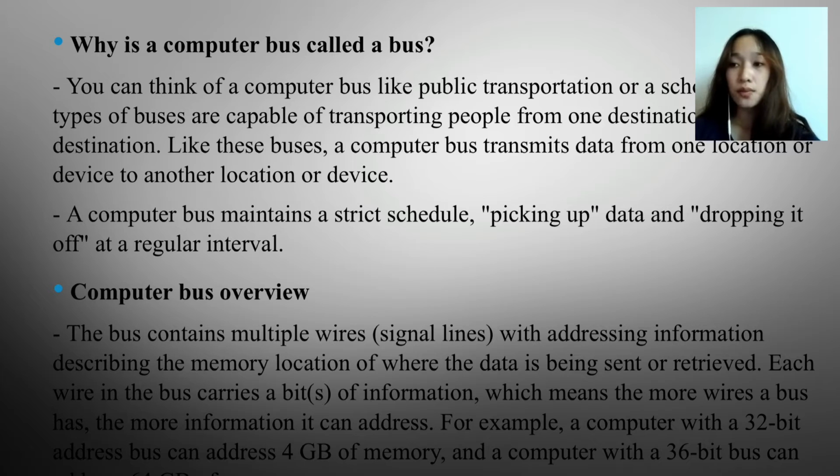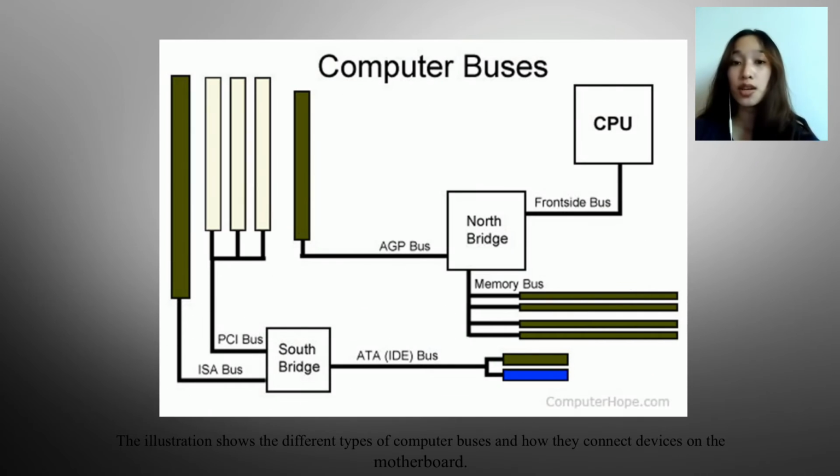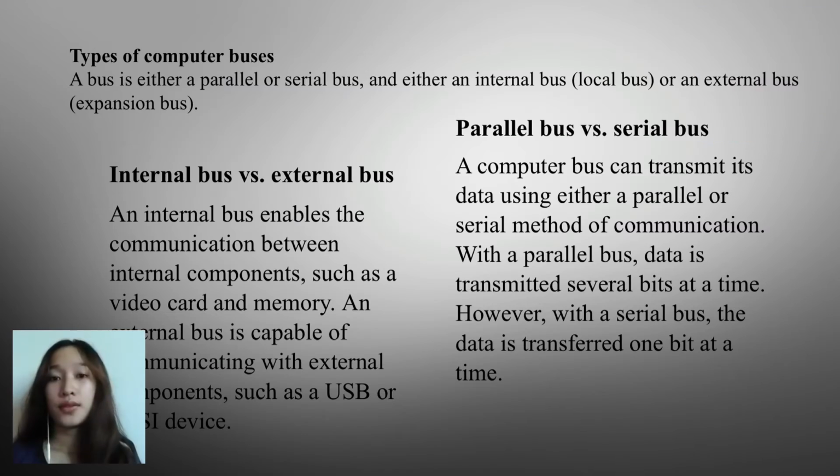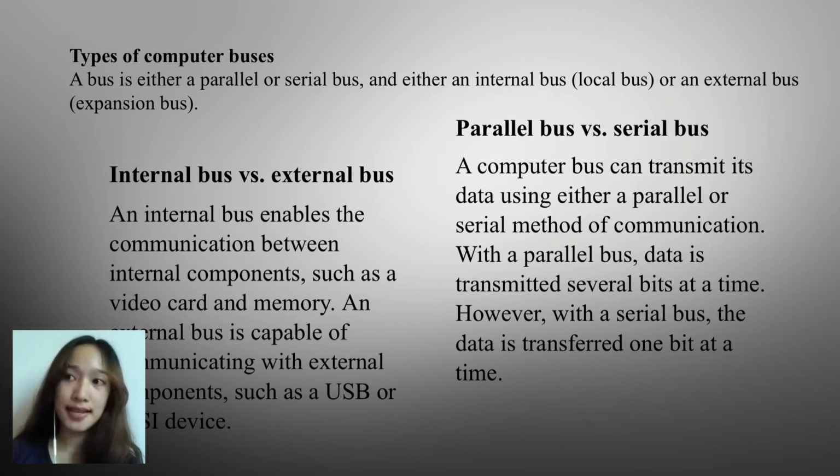For example, a computer with a 32-bit address bus can address 4 GB of memory, and a computer with a 36-bit bus can address 64 GB of memory. So there are types of computer buses. A bus is either a parallel or serial bus, in either an internal bus or local bus, or an external bus, which could be called an expansion bus.